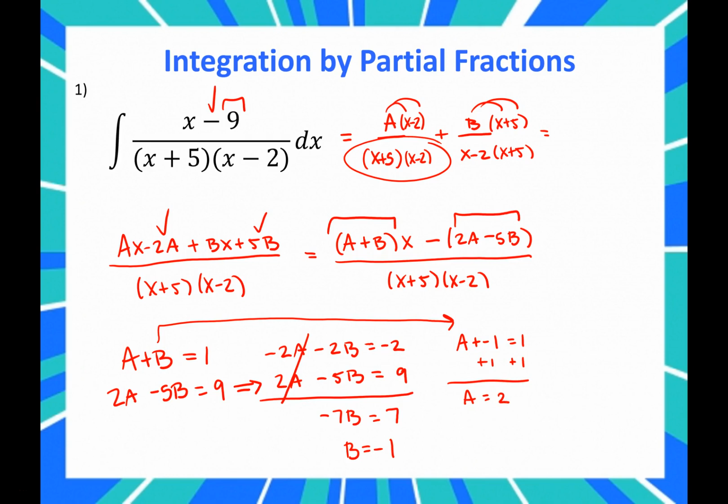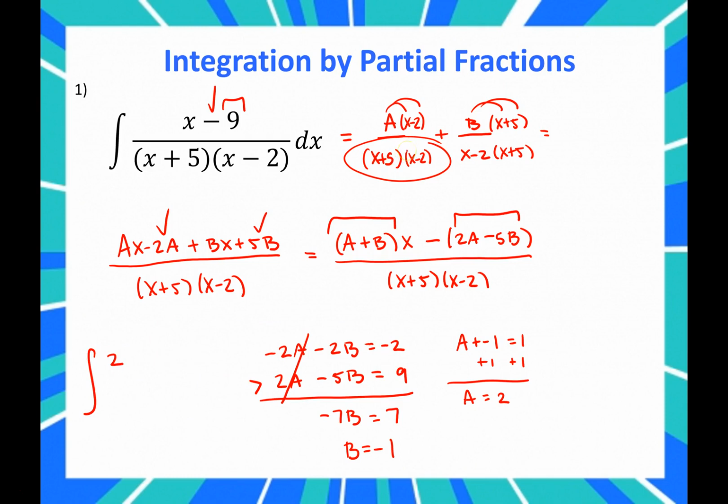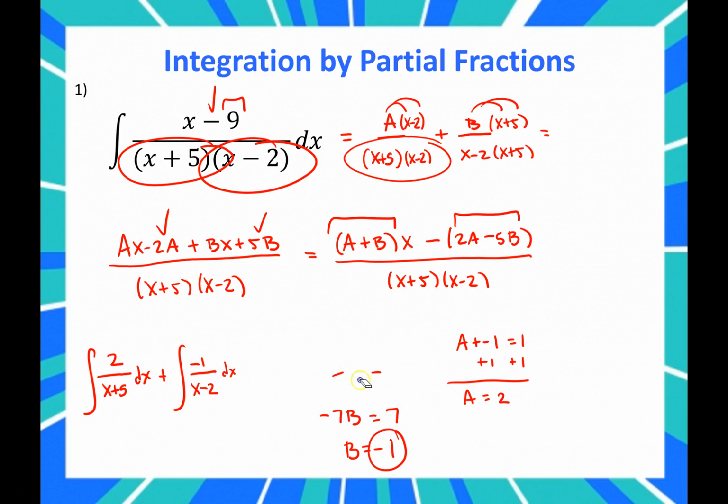Well, this means that I can go ahead and rewrite this entire integral as the integral of my a, which is 2, over x plus 5, plus the integral of my b, which is minus 1, all over x minus 2. And if you forget which one you had as a and which one you had as b, you can always reference your original setup, which was right here.